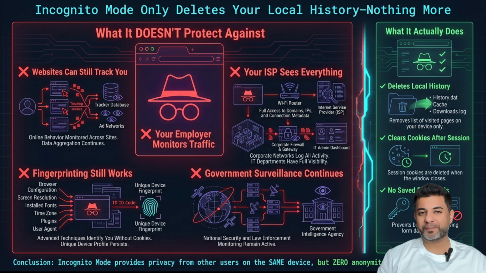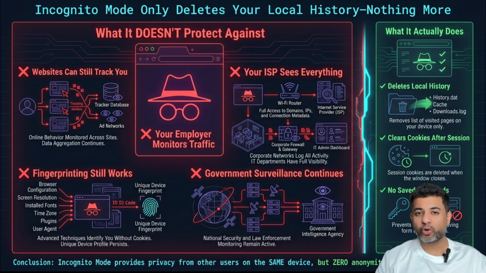Let's start by dismantling the biggest lie in modern browsing. Incognito mode protects your privacy. Look at this comparison. On the left, you see what incognito mode doesn't protect against, and it's everything that matters. Websites can still track you through fingerprinting. Your ISP sees every single domain you visit. Your employer, if you are on a work network, monitors your traffic. Government surveillance continues unabated.